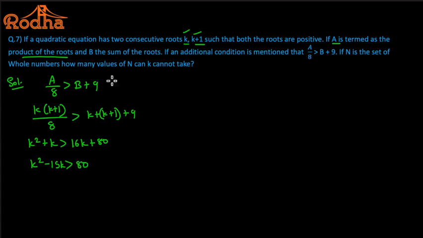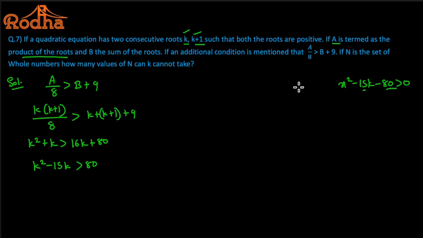At this moment you can think of factorizing it, right? But factorizing won't be useful here. It's not getting factorized. If I write this equation k square minus 15k minus 80 is more than 0, 80 you cannot break and factorize by middle term splitting, it won't happen. 80 is 10 into 8, 16 into 5, so it won't happen. 20 into 4 won't give 15 either.